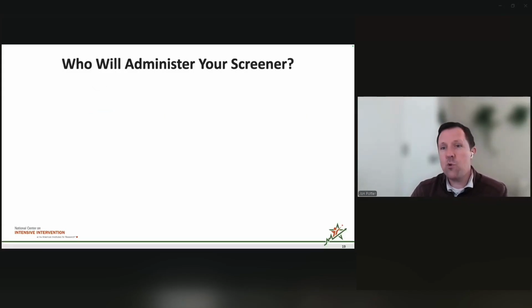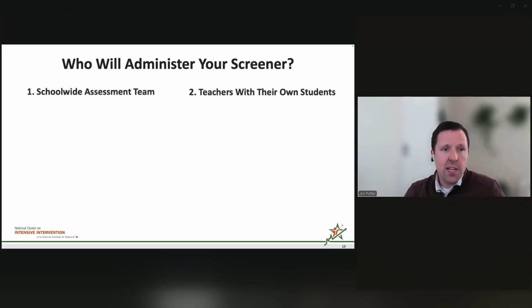So I'm going to start in this before section though. The first thing I'm going to talk about is who's going to administer your screener. This is one of the first decisions that you should really think about. I find there are typically two different ways that schools approach this. This isn't one is better than the other, do this, not that. These are both really good viable options, but depending on which one you do, there are pros and cons and things that you're going to have to attend to. Those two ways I see it done well are either you're going to have a school-wide assessment team, a core group of people to assess all of your kids at the school, or you could have teachers assess their own students. I want to talk about pros and cons for each of these.